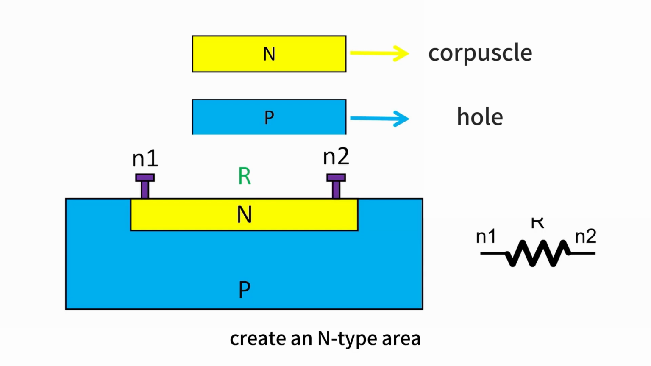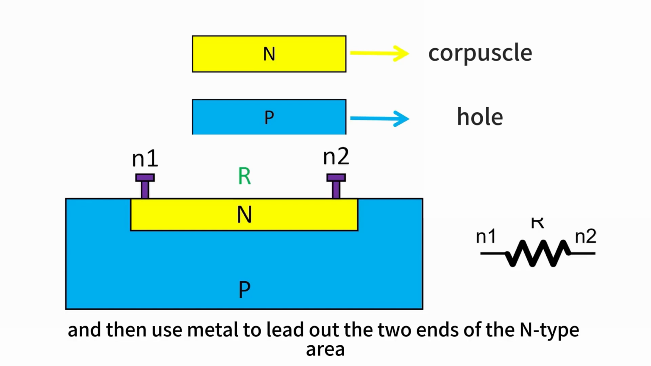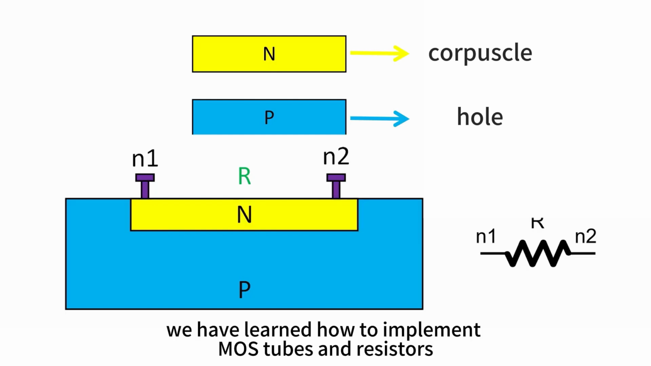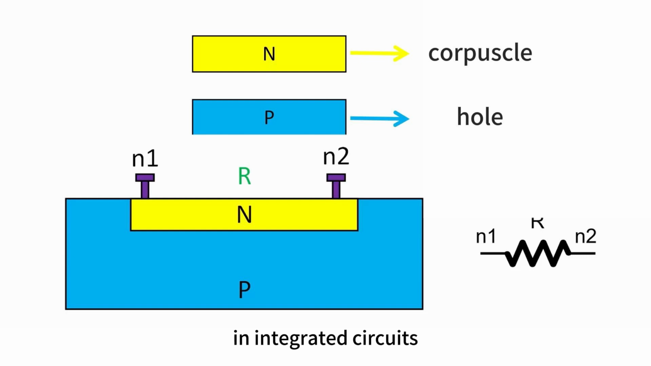After talking about MOS tubes, we are talking about a way to realize resistance in an integrated circuit. First, create an N-type area on the P-type silicon substrate, and then use metal to lead out the two ends of the N-type area. In this way, N1 and N2 are the two ends of the resistor. So far, we have learned how to implement MOS tubes and resistors in integrated circuits.